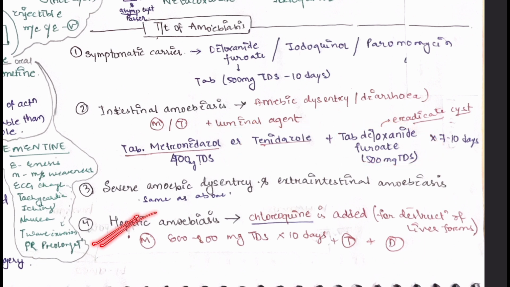Then hepatic amoebiasis, meaning extraintestinal. We saw chloroquine. Chloroquine is added because it destroys the liver forms. And here metronidazole is used, 600 to 800 mg TDS for 10 days, along with tinidazole and diloxanide furoate.